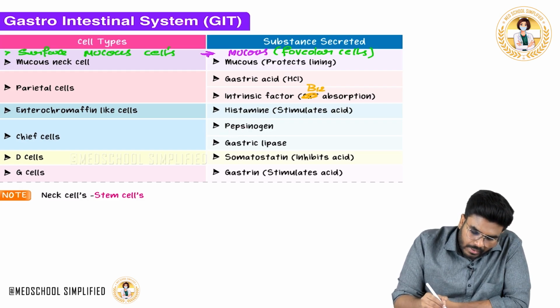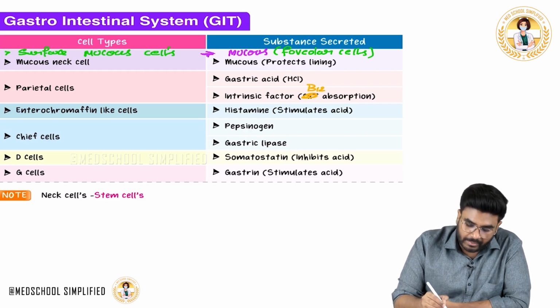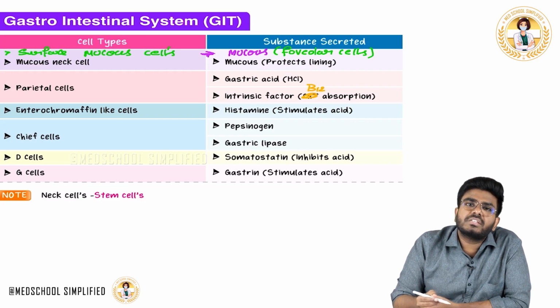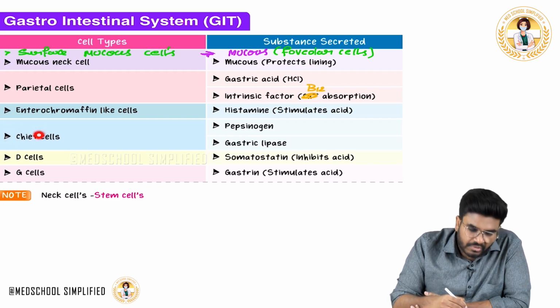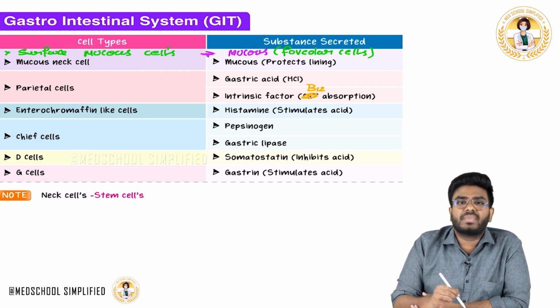Now, not only that, pepsinogen, even gastric lipase. See, lipase, the name is there, gastric lipase. Gastric means from the stomach. These lipases are getting produced. What will it do? It helps in digestion of fats. So, these chief cells produce digestive enzymes like pepsinogen as well as gastric lipase.